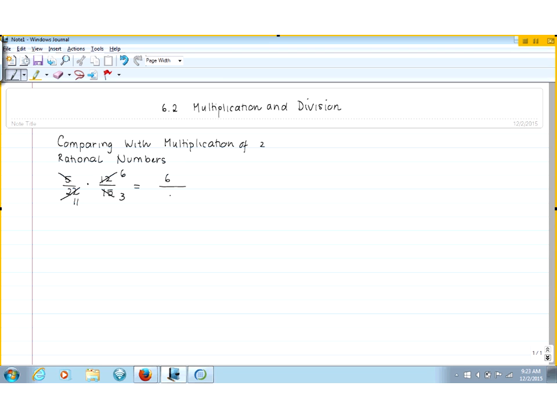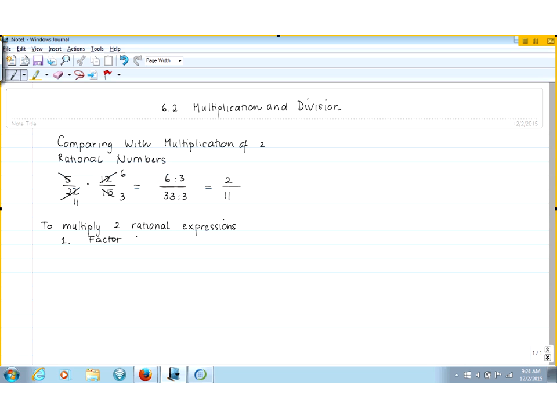So we have 6 over 33. So we multiply the top, we multiply the bottom. Can we simplify more? 6 divided by 33. What do you do to simplify? Divide by 3, divide by 3. So this is 2 over 11. Yeah. So to multiply 2 rational expressions, we do the same thing.